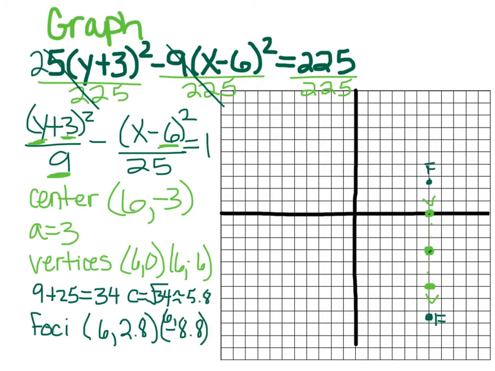All right, our asymptotes, this time we're going to rise 3, because in the y direction, we're going to rise 3. And then in the x direction, run 5. So we're going up 3 and over 5.